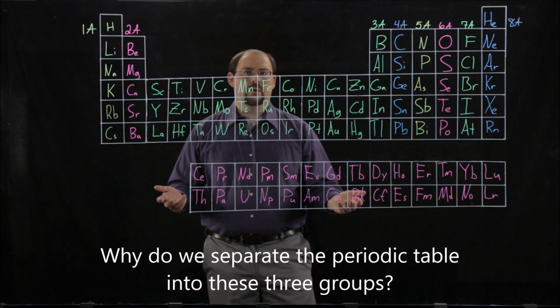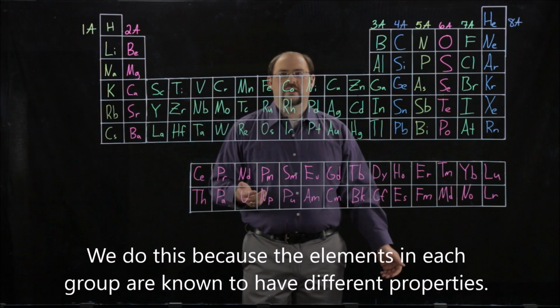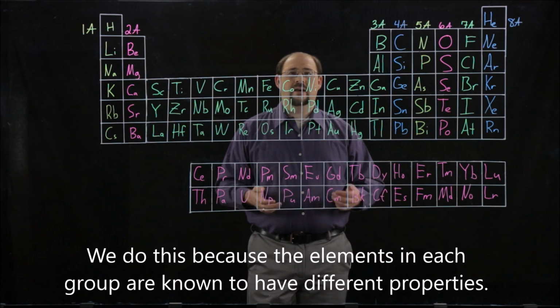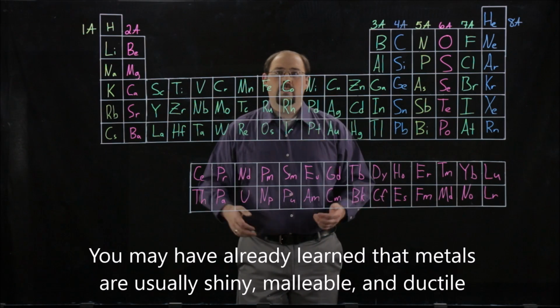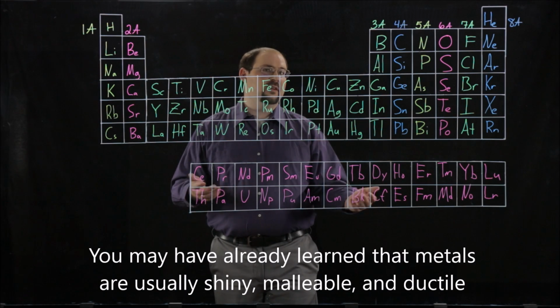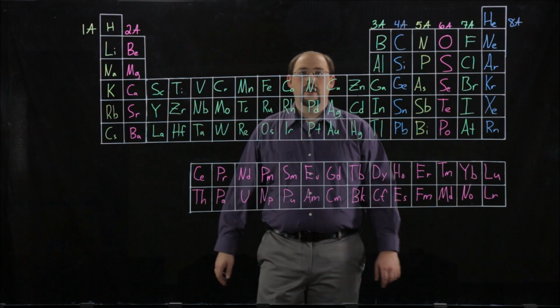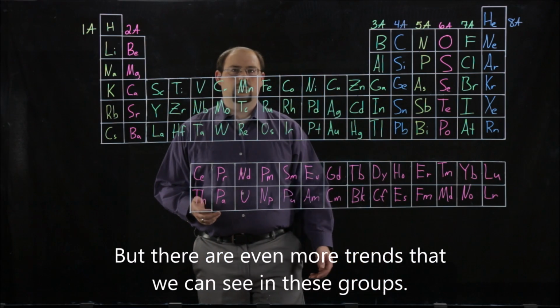So why do we separate the periodic table into these 3 groups? Well, we do it because the elements in each group are known to have different properties. You may have already learned that metals are usually shiny, malleable, and ductile, or that nonmetals are bad at conducting electricity, but there are even more trends that we'll see in this group.